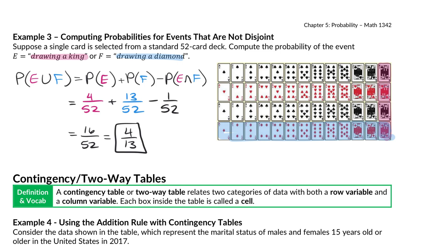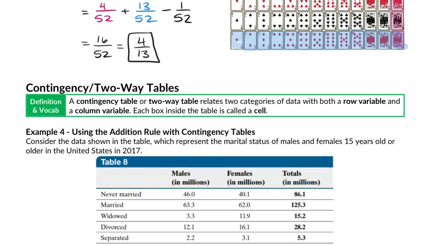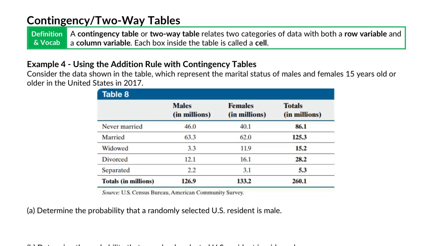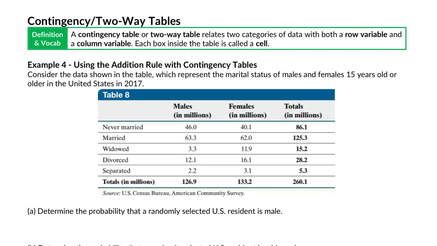Okay. Another something you'll see a lot when it comes to probability is these contingency or two-way tables. Our book calls them contingency tables, but if you took geometry class recently, we called them two-way tables in that class. Same vibe. A contingency table or a two-way table relates two categories of data with both a row variable and a column variable. Each box inside the table is called a cell.